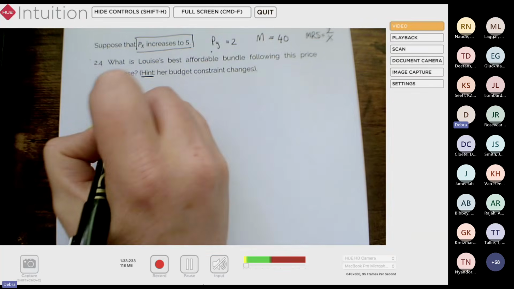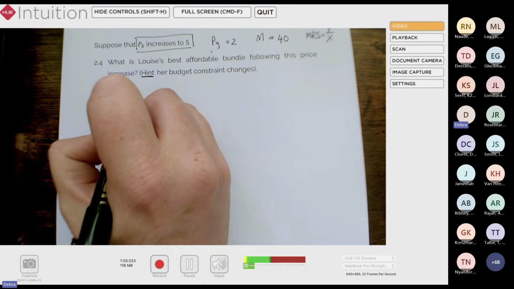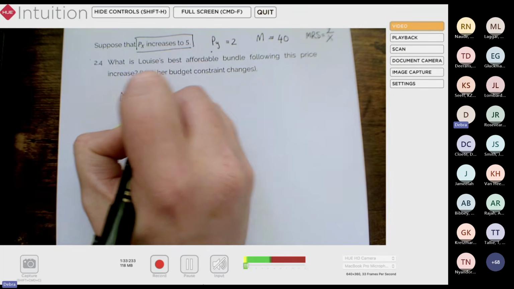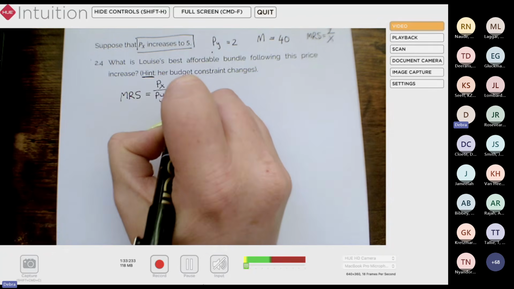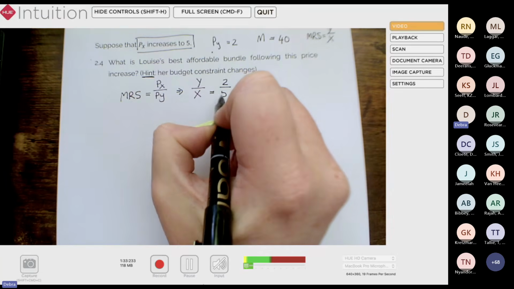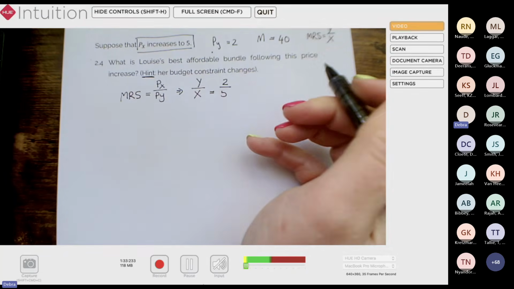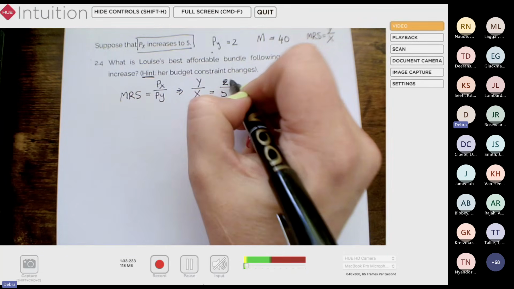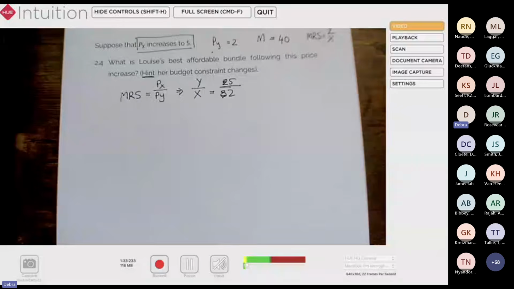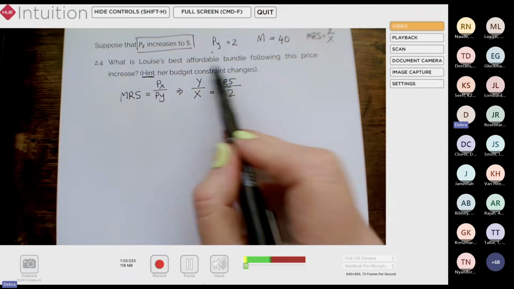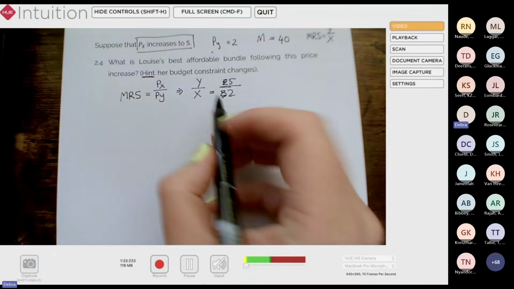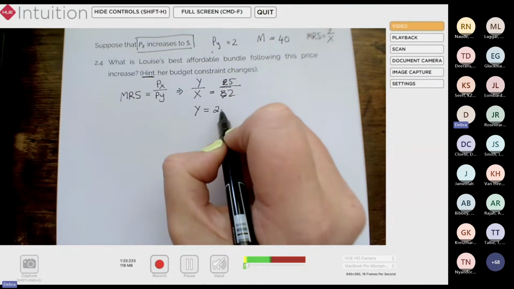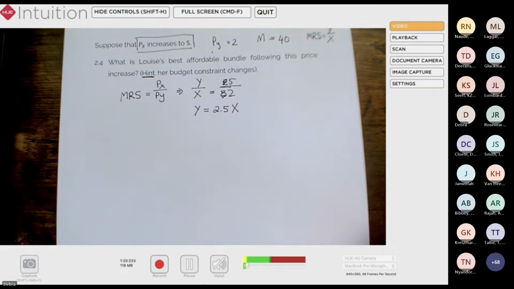So now her MRS must be equal to price X over price Y, which means Y over X must now be equal to 5 over 2, price X over price Y. So this is a new relationship because the price has changed. So that means that Y is now 2.5x based on the new prices.